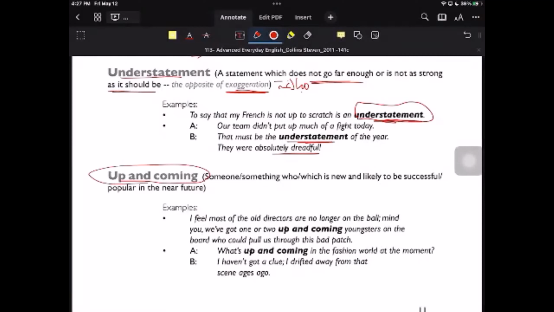Okay, so up and coming. What does it mean by up and coming? Someone or something who or which is new and likely to be successful or popular in the near future. Example, I feel most of the old directors are no longer on the ball. They are not collaborating.